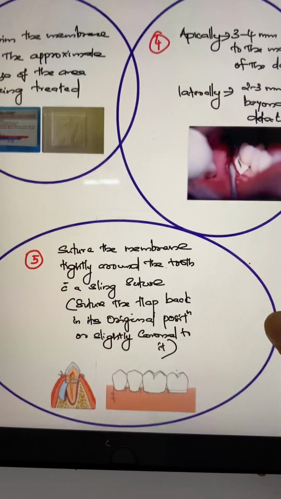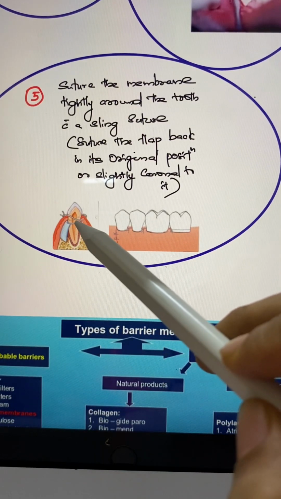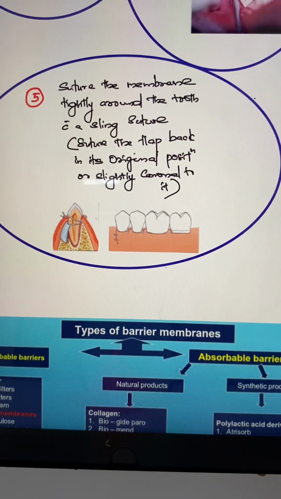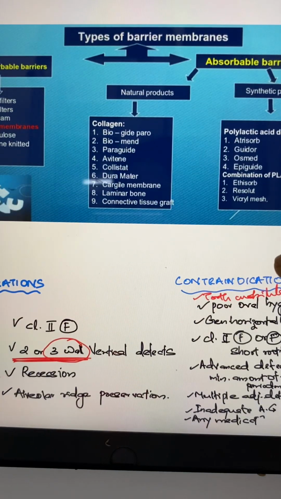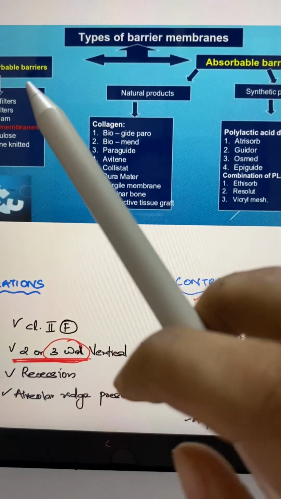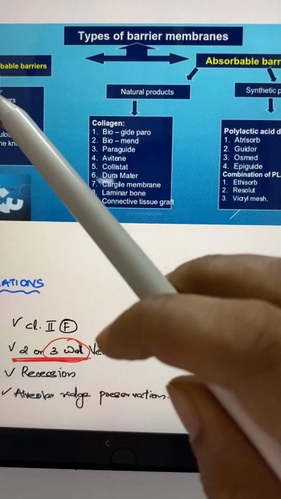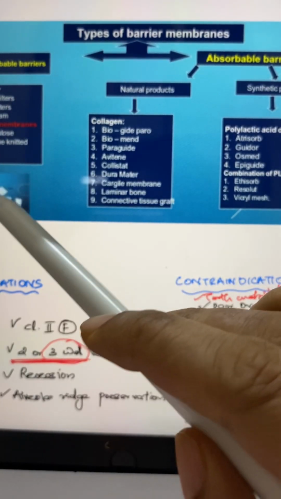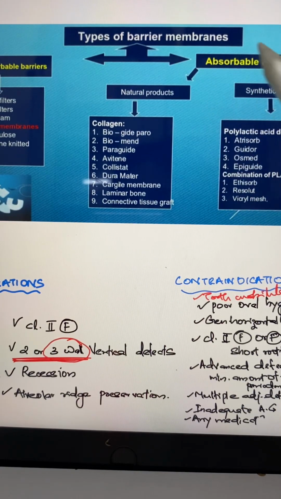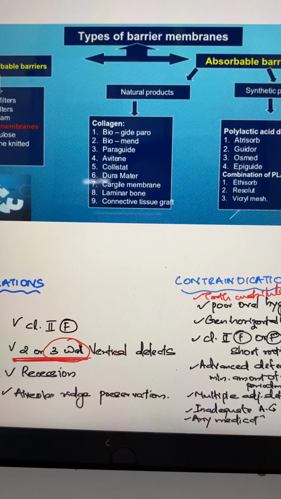After that, we have to suture the membrane tightly. Here, see, the suturing has been done. Suture the membrane tightly around the tooth with a sling suture. This is the procedure of GTR, and now we have to see the types of barrier membranes. There are 2 types. Non-absorbable barriers are there, and absorbable barriers are also there. This is the non-absorbable barrier, because it will not absorb by itself. This is the absorbable one. This is also divided into 2: we can use natural products and we can use synthetic products.